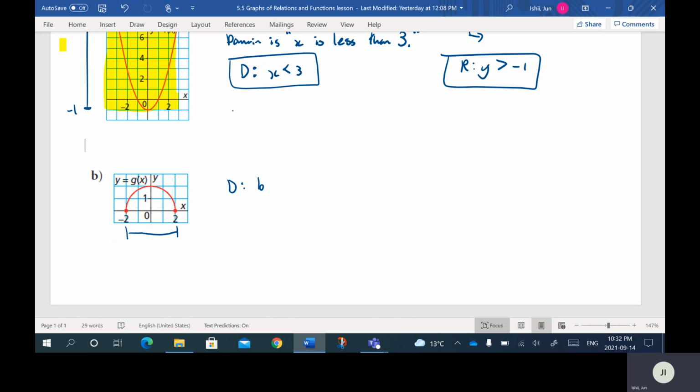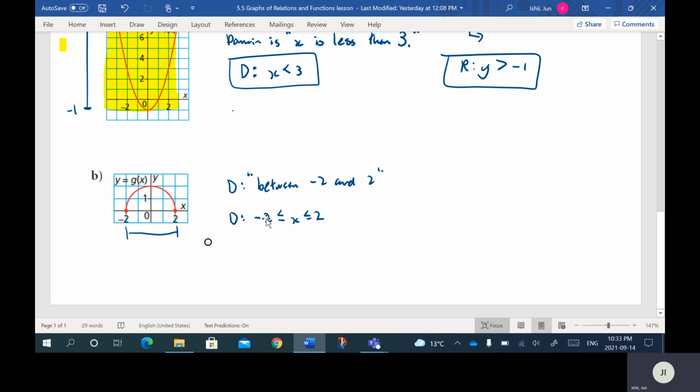So in words, I would write between -2 and +2. Now notation-wise, if I ever want to describe a domain as between two values, the way you write it in notation is -2 less than or equal to x less than or equal to +2. I'm going to explain why right now. So this describes between two numbers.